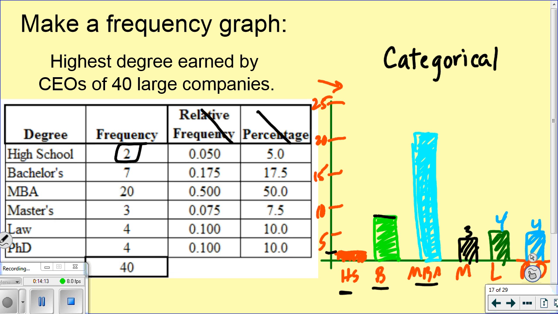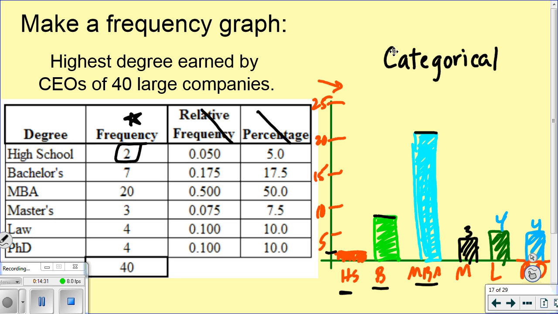So for MBA, I go up to now 20 people. So I'm just going to make my bars. It's a bar graph, not a histogram, so I have spaces between my bars because those represent different categories, not bins, but categories. So again, I'm just using my frequency and my categories for my bar graph, right?